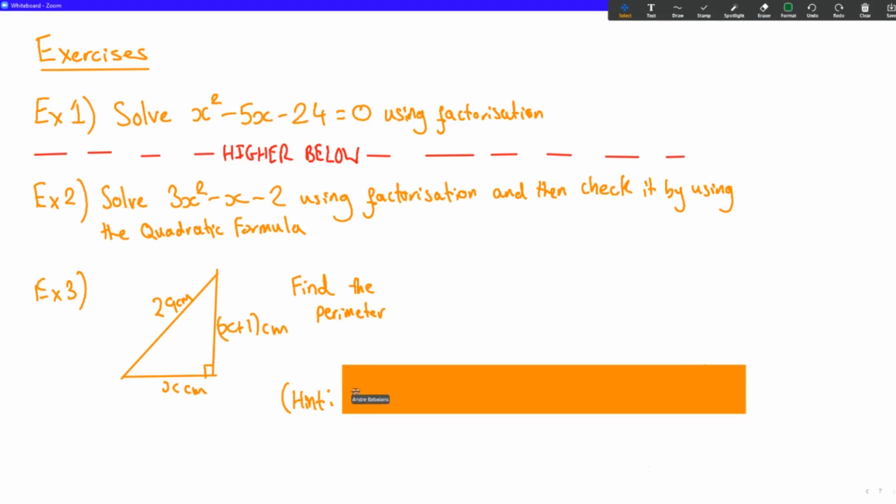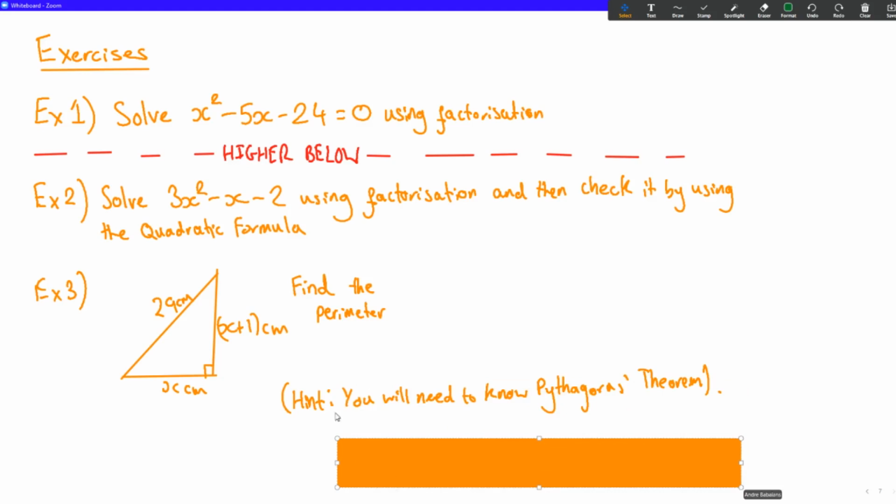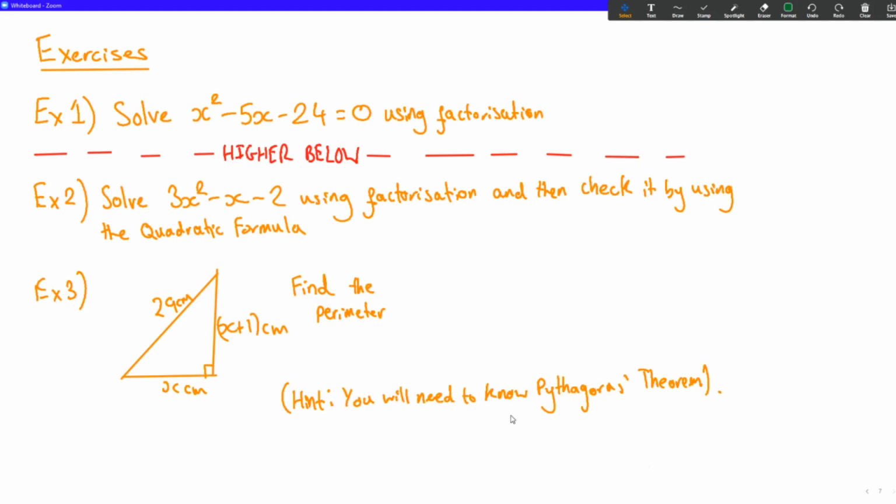Okay, I'm going to remove the hint now. Yeah, you'll need to know Pythagoras' theorem. So if you've not learnt about that, maybe you can come back to this question when you've done that topic. But if you do know about it, you can use it. You'll need to use that to figure this one out.